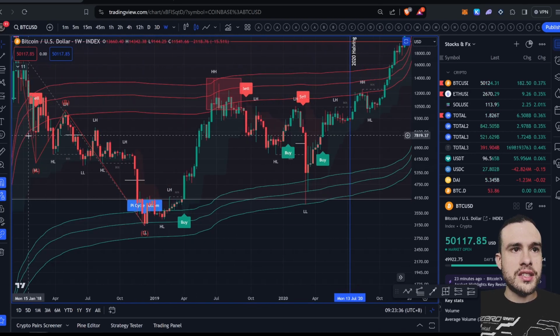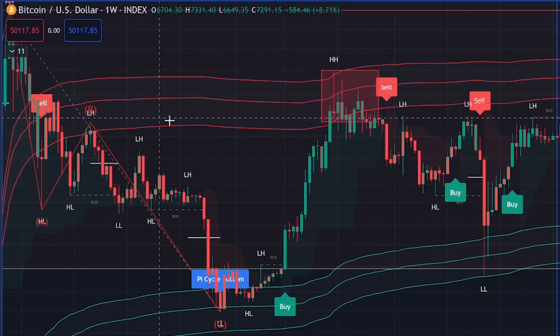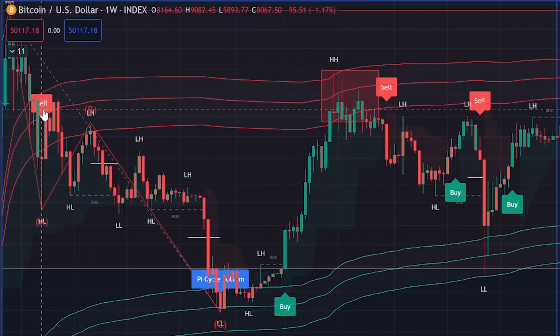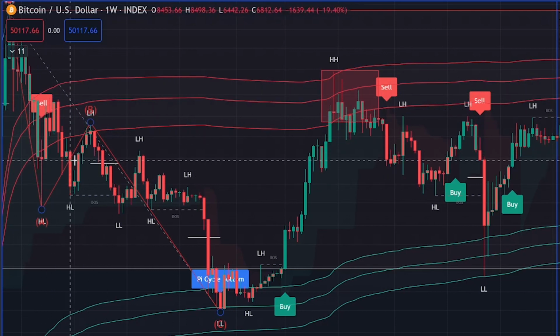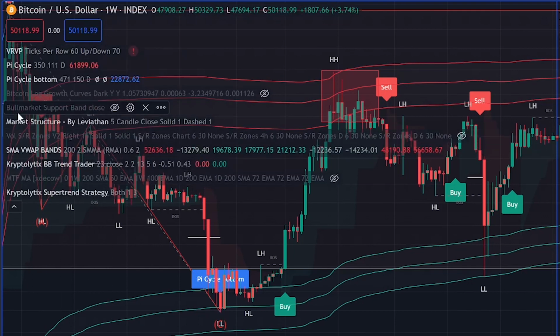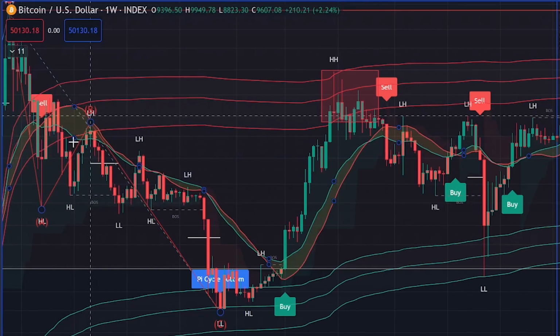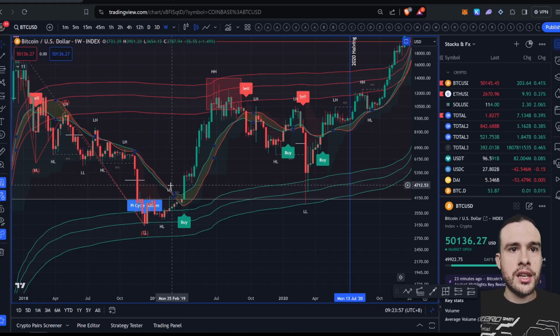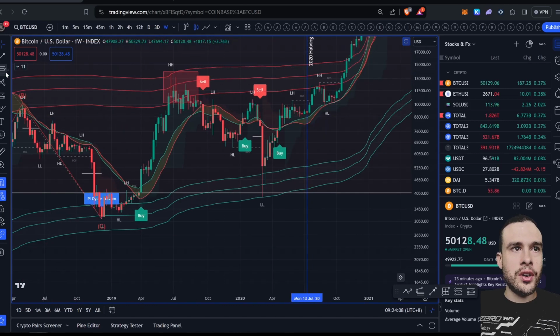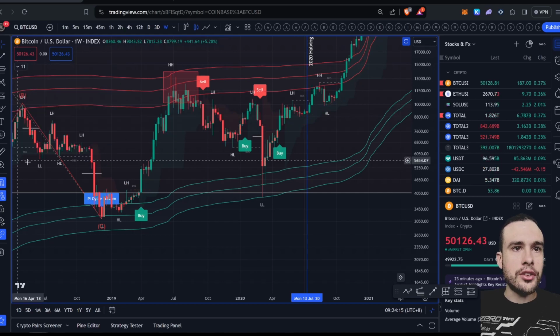So this is the start of the bear market here. We broke down below the SMMA VWAP bands, and then we put in a sell signal on the Kryptolytix BB trend trader. Also, if I reveal the bull market support band, which might be helpful, we can have a look. They work in tandem almost, these two indicators. Once it's above, then it goes bullish. Once it closes convincingly below, it turns bearish. But just so I can cover the SMMA VWAP bands first, we'll just hide this and go from there.